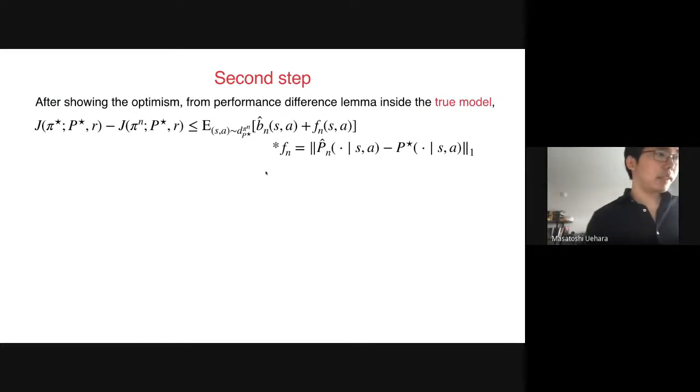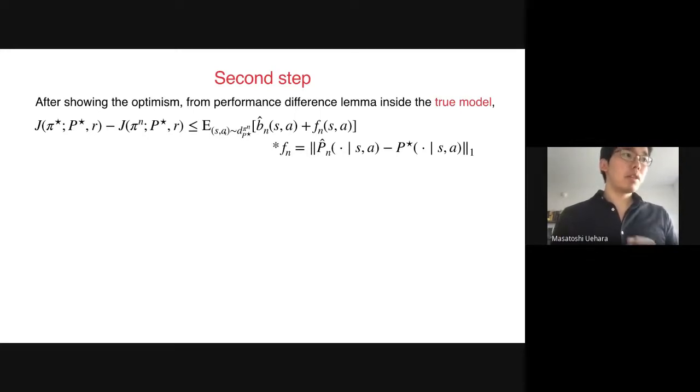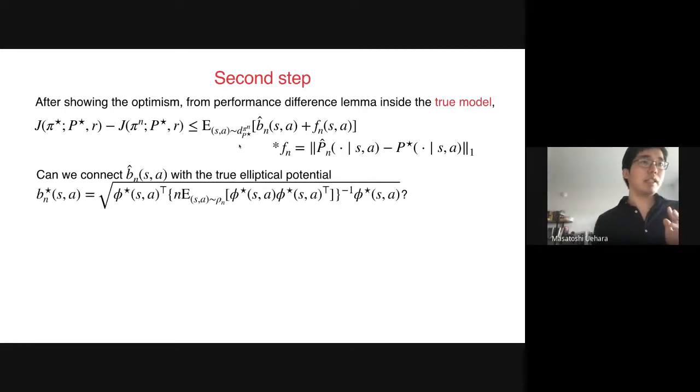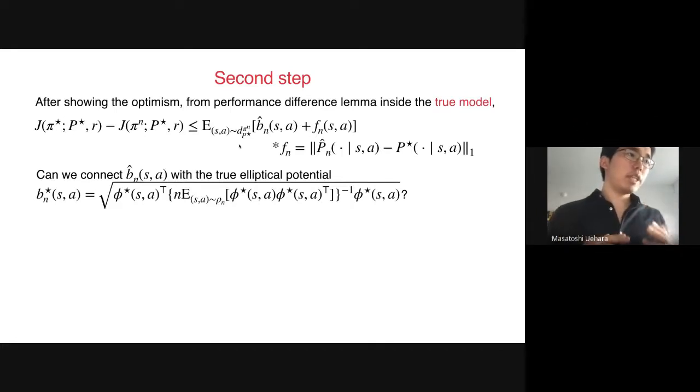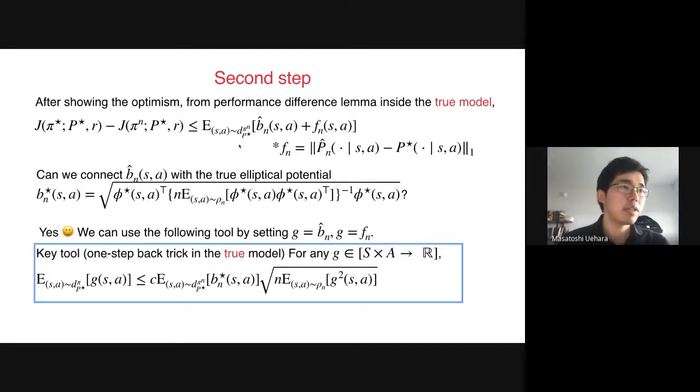Okay, next, let's go to the second step. After showing the optimism, we use the performance difference lemma inside the true model. This step is still standard, and you can see that the expectation is taken over P star. However, P hat n is still using the learned feature. So the question here is, can we connect P hat n with the true elliptical potential B n star? And B n star is defined on phi star. The answer is yes. We can do that by using the following tool.